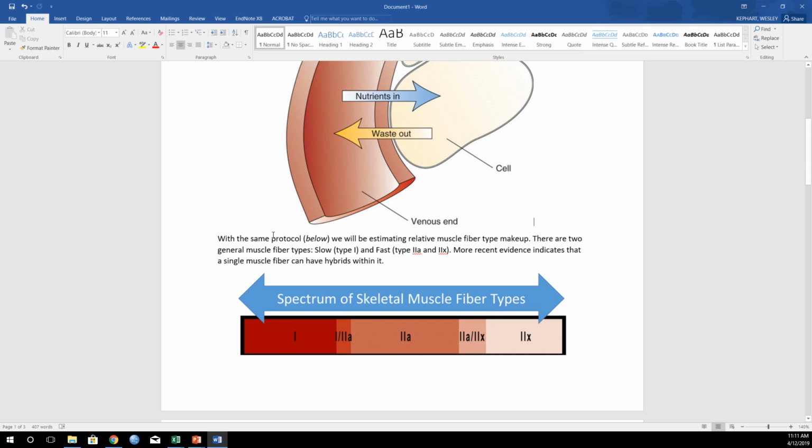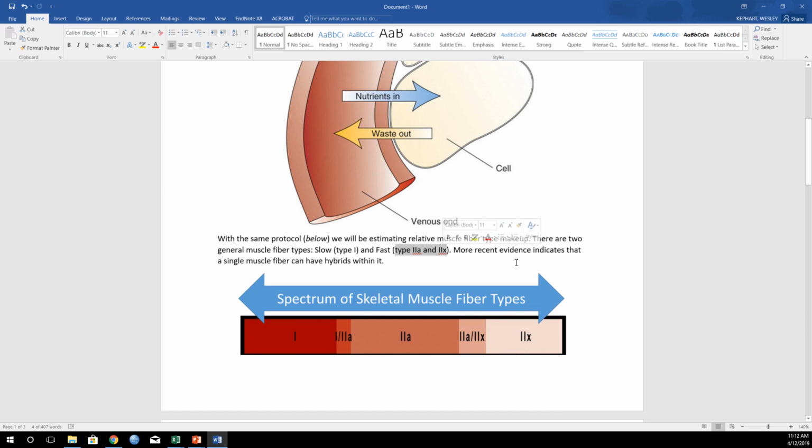Another thing that we're going to be measuring today, and all of this is with the exact same protocol, so I'm trying to measure many things at once, is the skeletal muscle fiber type. Generally, there are two different types of muscle: slow twitch and fast twitch. Type 1 is slow twitch, and type 2A and 2X are fast twitch. There are more, and I'm going to talk a little bit more about that in class.